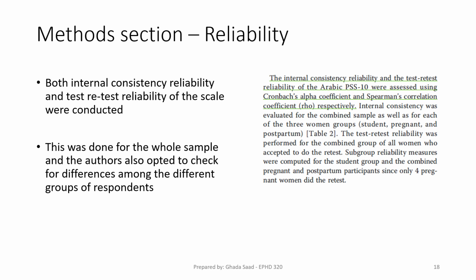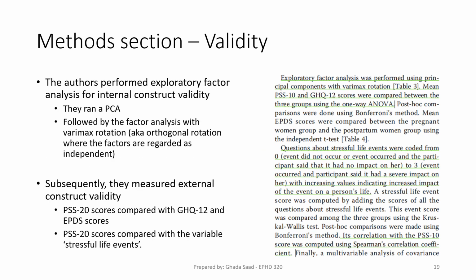The authors described the reliability checks that were conducted in this section, as well as the validity measurements that were done. So there was the exploratory factor analysis, which started with the PCA to make sure that indeed there are two factors, followed by the orthogonal rotation, the Varimax rotation. And subsequently, they measured the external construct validity using the other two scales.